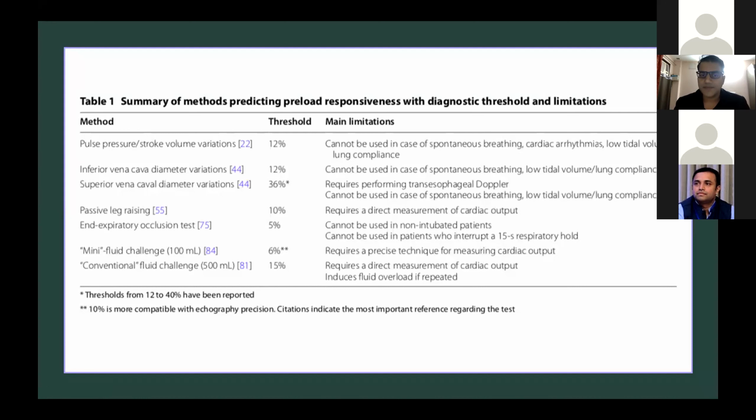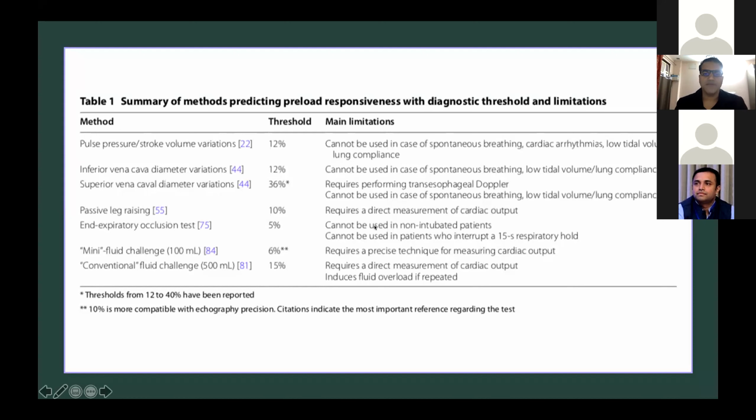Even that cannot be used in cases of spontaneously breathing patients, low tidal volume, low lung compliance. In cases of superior vena cava diameter variations, we need a transesophageal Doppler, which is again cumbersome to use at the bedside. And it cannot be used in spontaneously breathing patients, low tidal volume and low lung compliance. Although the sensitivity and the specificity decrease in all spontaneously breathing patients.